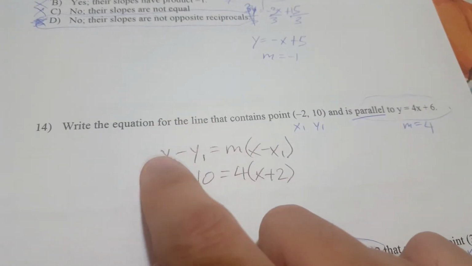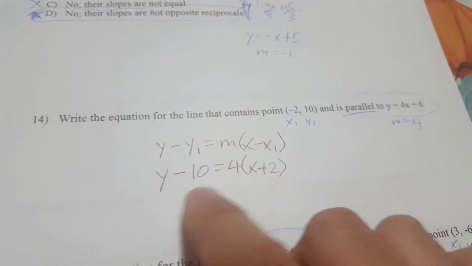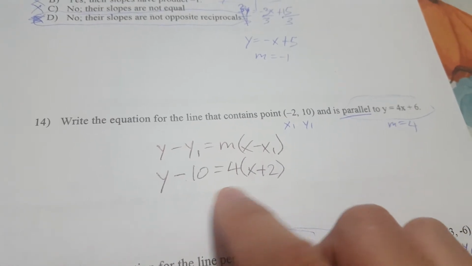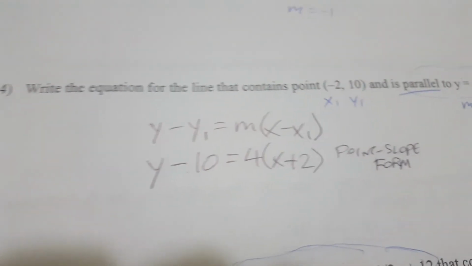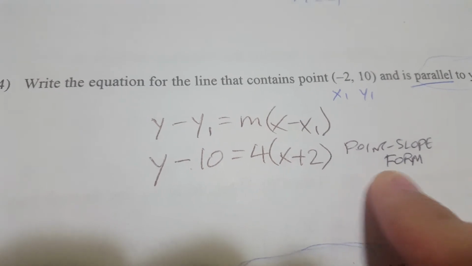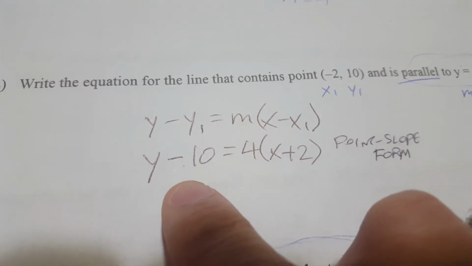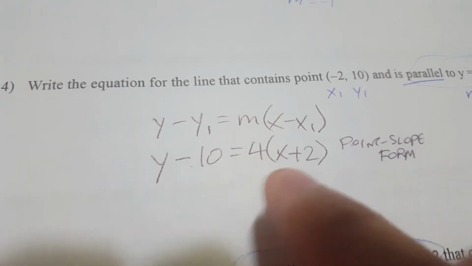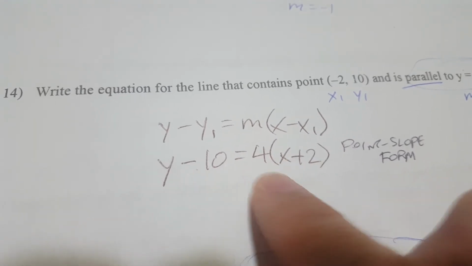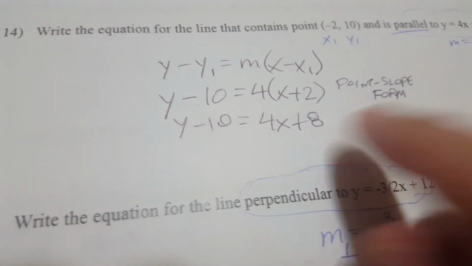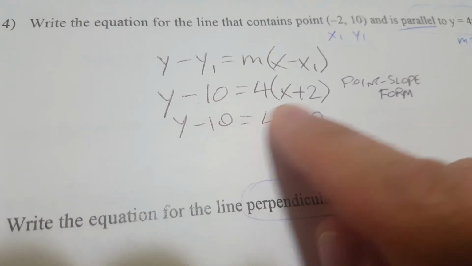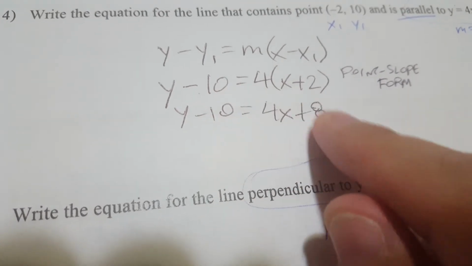Here they did not say what form to write it in, so we're going to find both of these. Right here, this is point-slope form. So this is point-slope form, and if I just want slope-intercept form, I just need to solve this for y. Distribute the 4 and then add 10 to both sides. So y minus 10 equals distributing this 4, that's 4x plus 8.